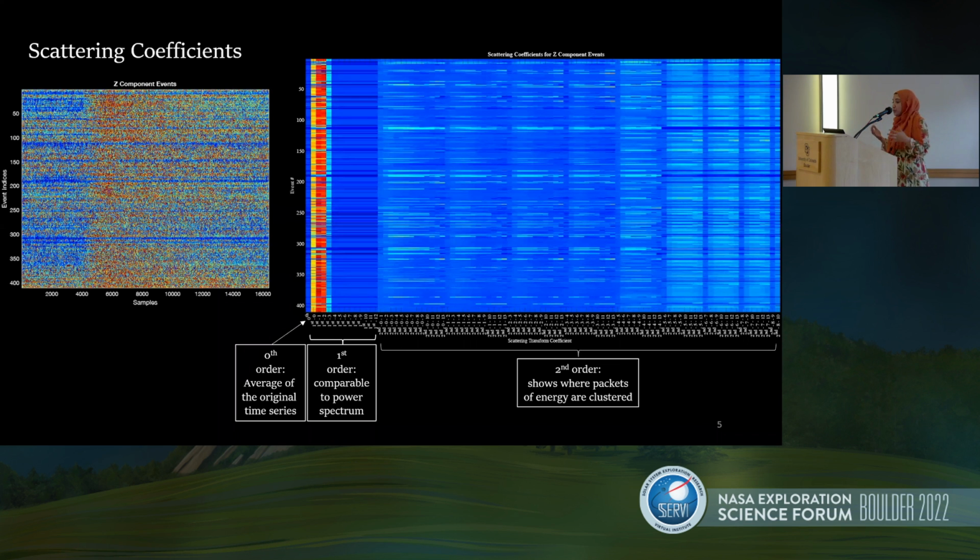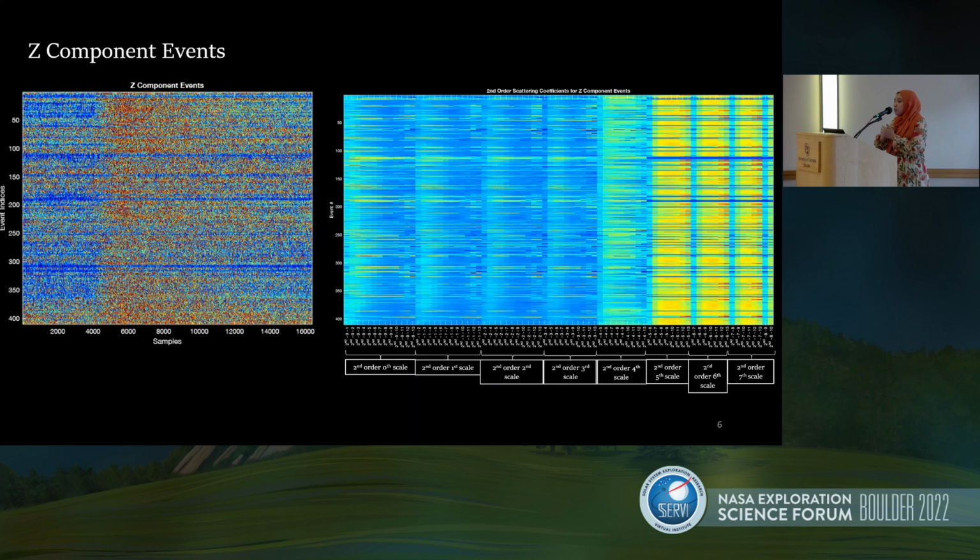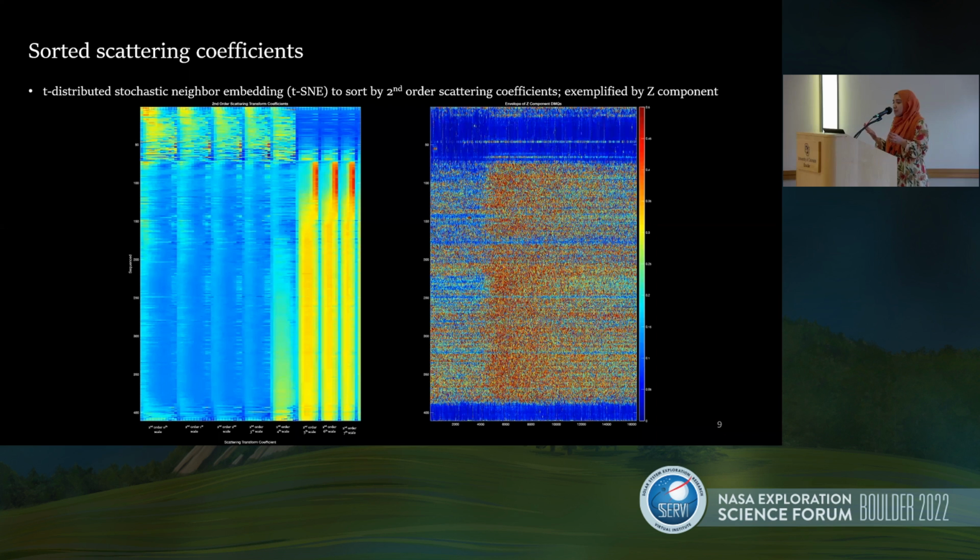The next thing I wanted to do was to sort these scattering coefficients to see what groups pop out. The way I did this was using T-distributed stochastic neighbor embedding, or t-SNE. What this does is it reduces your scattering coefficients down to 3 dimensions, basically. And what you can do with that is calculate distances between each of these separate points. That helps you sort the scattering coefficients of each time series based off of similarity. And what we're seeing is basically a stratification into very specific groups.